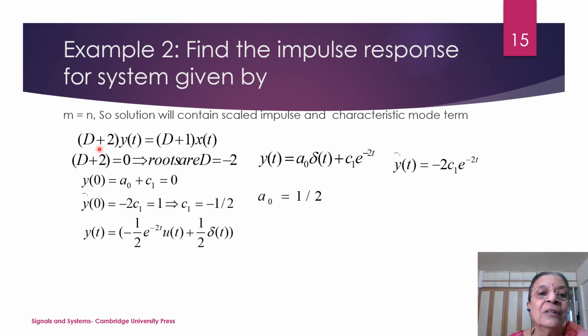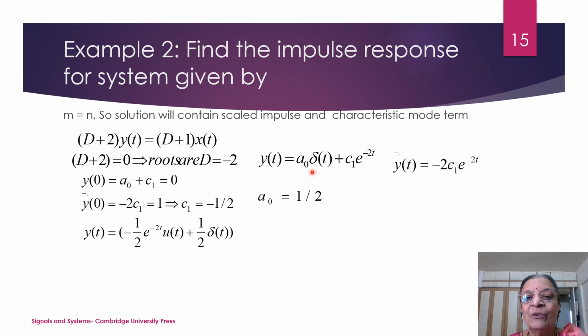So the equation is given by D plus 2 yt is equal to D plus 1 xt. As you can clearly see, the degree of numerator is the same as the degree of denominator. That means m is equal to n, and in this case the corresponding a0 delta term will be there. So what is the characteristic equation? The characteristic equation is D plus 2 equal to 0. So find the roots. The root is at D equal to minus 2. So how will the solution be written?